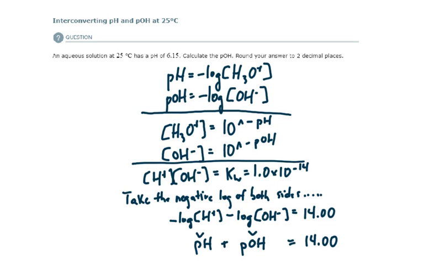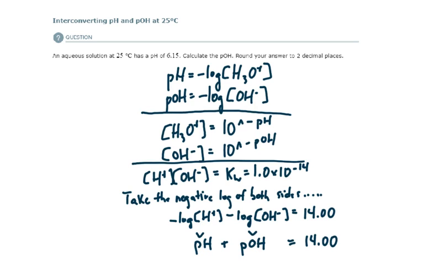So in the previous example, we learned how to use hydronium ion concentration to find pH, or how to use pH to find the hydronium ion concentration. Well, in this example, they introduced something new. They introduced the concept of pOH. But the idea of pOH is the exact same thing as the pH.